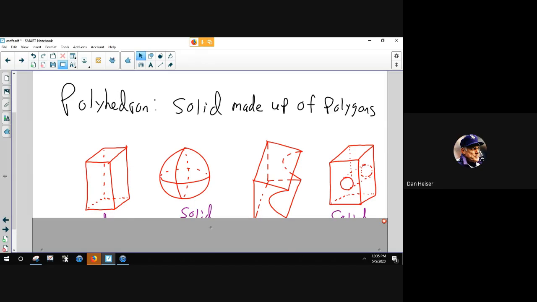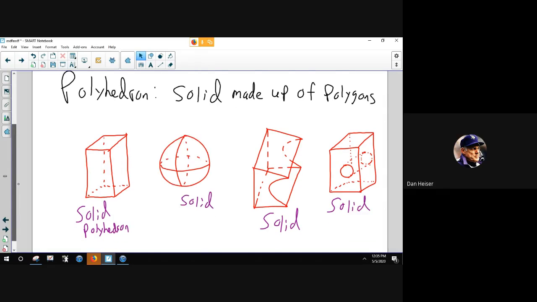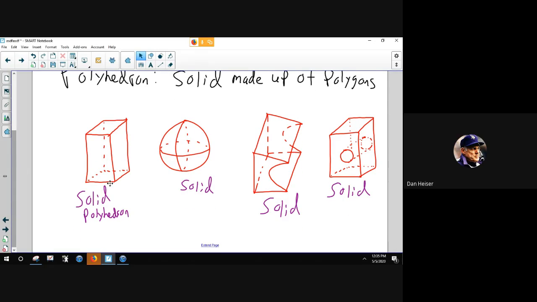Here are some examples of some figures. The one on the far left, we can call a solid. In fact, all of these are solids. The only one that gets to be called a polyhedron is the one on the far left, made up of all of these polygons put together. I have 6 parallelograms that fit together to create this polyhedron, made up of polygons. It is a solid, it's also a polyhedron. Here we have a solid, more commonly referred to as a sphere. Like a circle, it has no straight parts whatsoever.